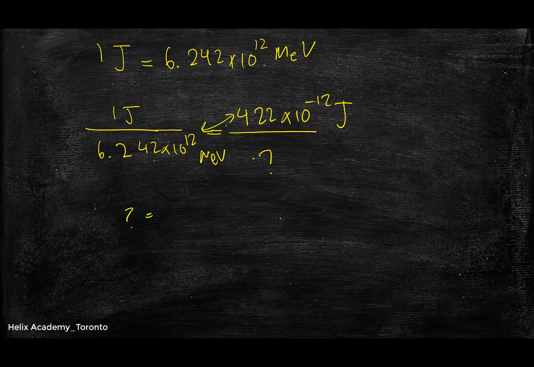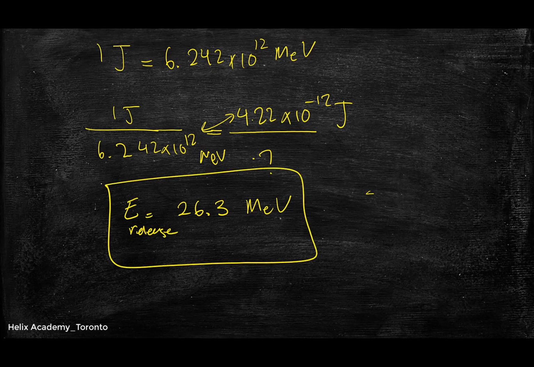So I get 4.22 times 10 to the power of negative 12 times 6.242 times 10 to the power of 12. I would get 26.3 MeV. So the energy released, which is what we're looking for, is this in this unit.